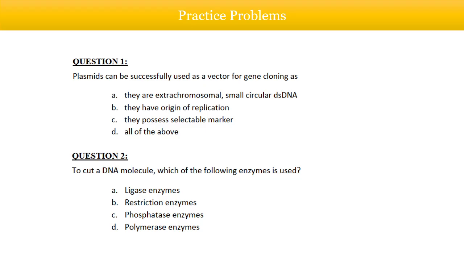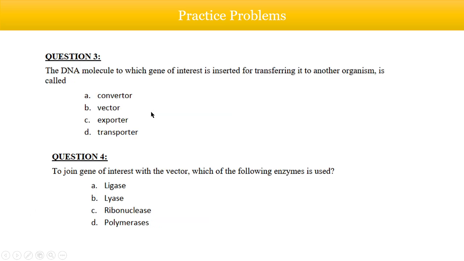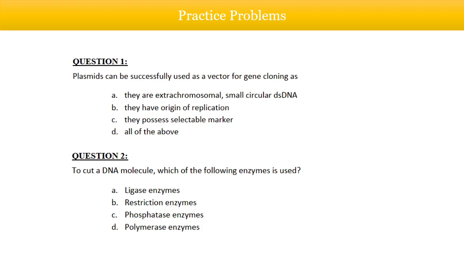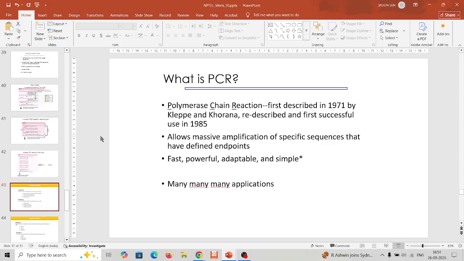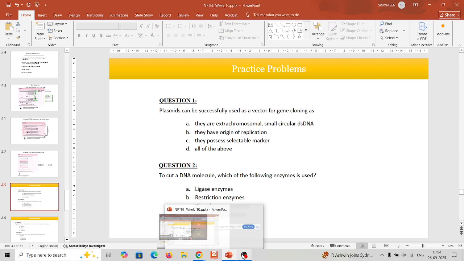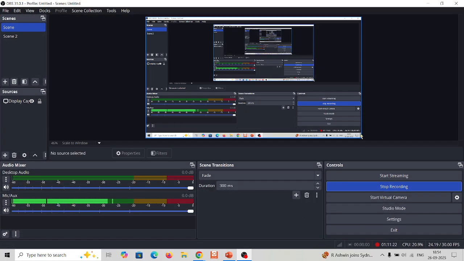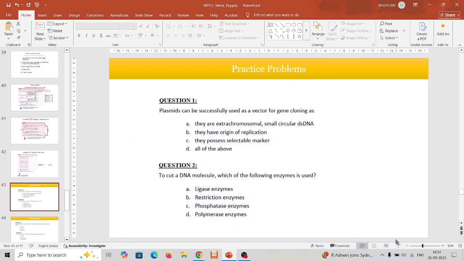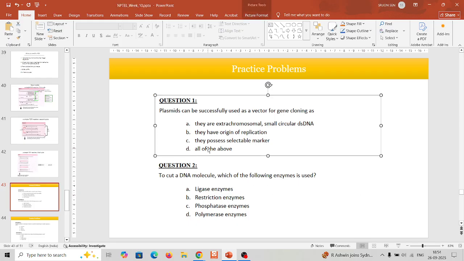So, the first question says plasmids are successfully used as vector for gene cloning as their extrachromosomal small circular DNA, double-stranded DNA, they have an origin of replication, they possess selectable marker, or all of the above. Yes, so it's option D. Option D is the correct one.